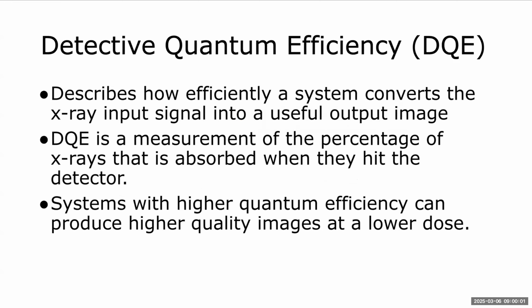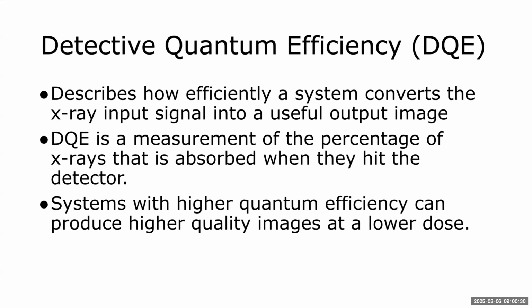DQE, detective quantum efficiency, is how efficiently the system can convert the X-ray input signal, meaning the exit radiation that makes it through the patient and actually interacts with the IR. How efficiently can it convert that exit radiation into a useful output image? Systems with higher DQE can produce higher quality images at a lower dose.